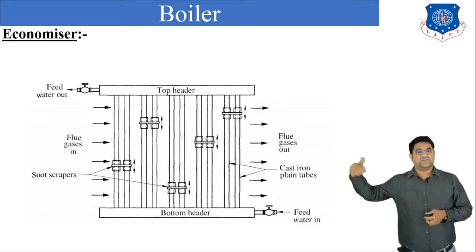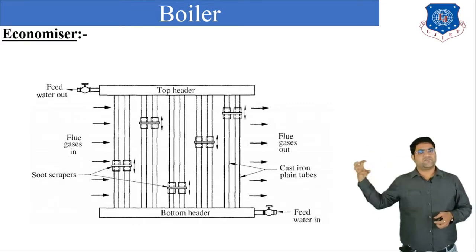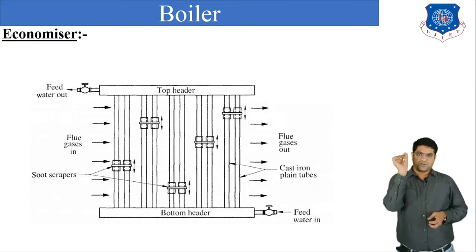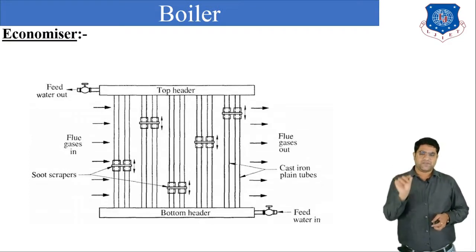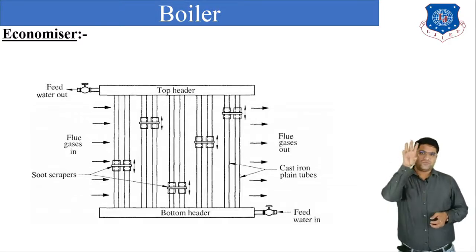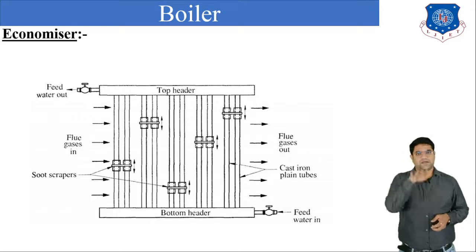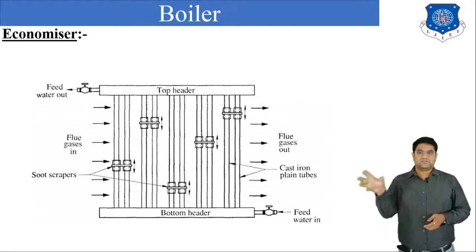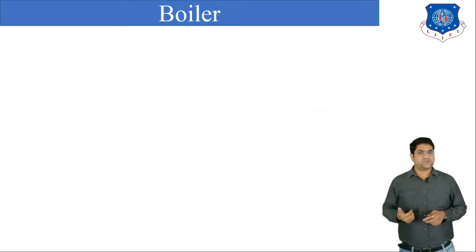Now what happens when the waste gases flow over these vertical tubes is that the soot or carbon particles present in the smoke will stick to the vertical tubes. To remove those carbon particles we use these soot scrapers. So this is all about the construction and working of the economizer.